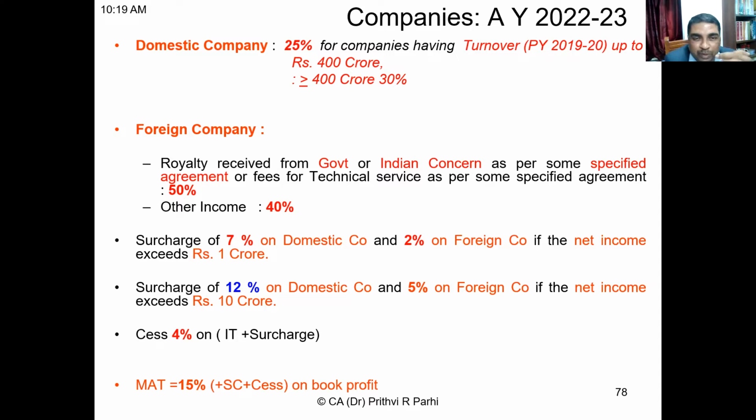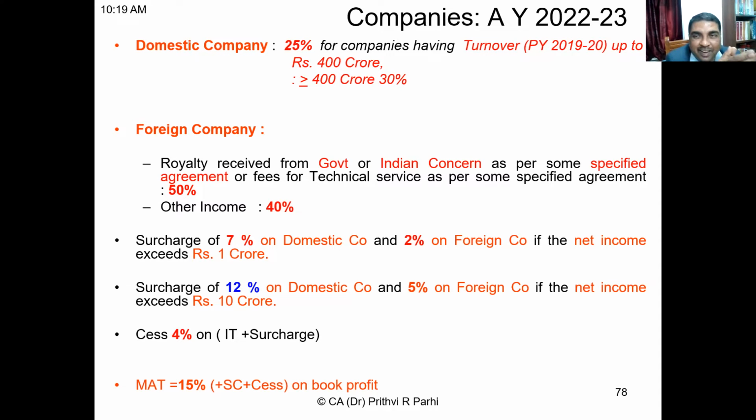The rate of surcharge is more in a domestic company and less in a foreign company. But the rate of tax is more in a foreign company and lower in a domestic company. Understood? Now tell me, in which company is the tax rate more, domestic or foreign? Foreign. And in which companies are surcharge rates more? Domestic. So domestic companies pay tax at a lower rate but surcharge at a higher rate. Foreign companies pay tax at a higher rate but surcharge at a lower rate. And surcharge is applicable only when the total income exceeds 1 crore.